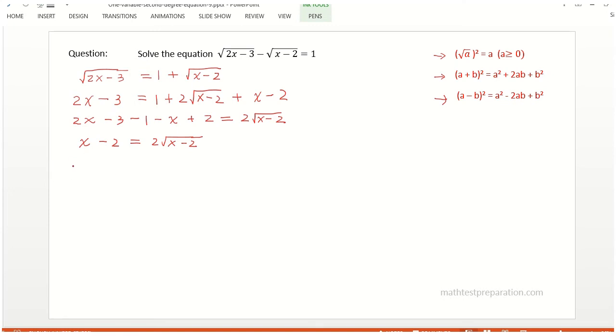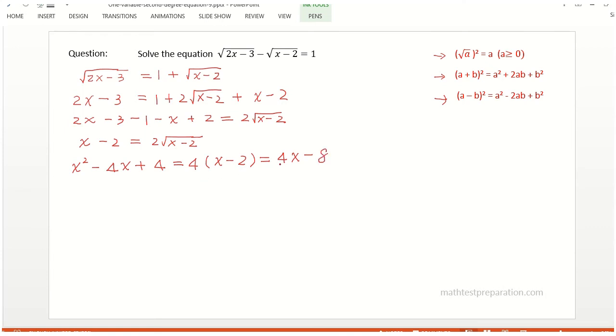So this is x square subtract 2 times x times 2, which is 4x, plus 2 square, which is 4, equals to 2 square, which is 4, times square of square root x subtract 2 equals to x subtract 2, which is 4x subtract 8. 4 times 2 is 8.